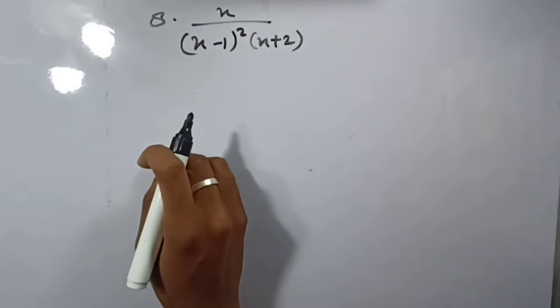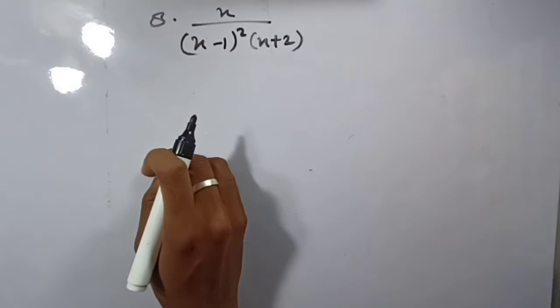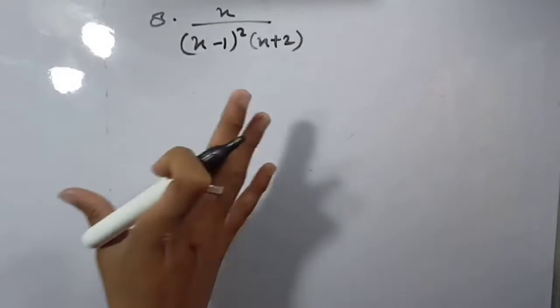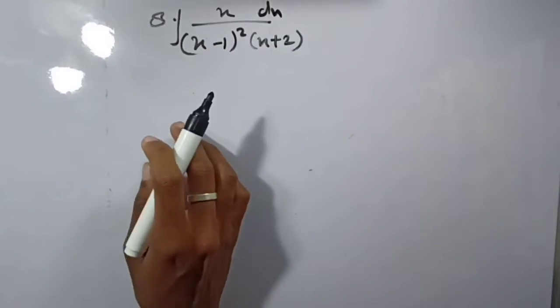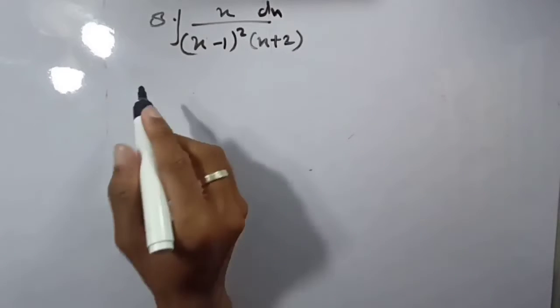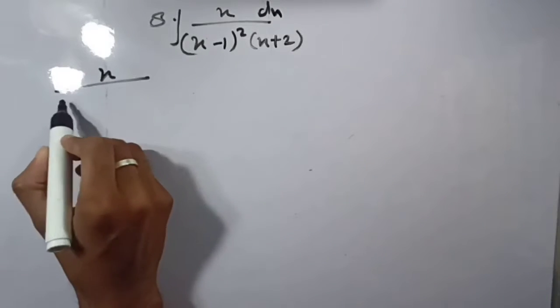Next question is question number 8, NCERT book class 12th. So what we can do here is we can integrate these equations by dx. We are applying the partial fraction here. So what we can do here, we can simply write this equation.